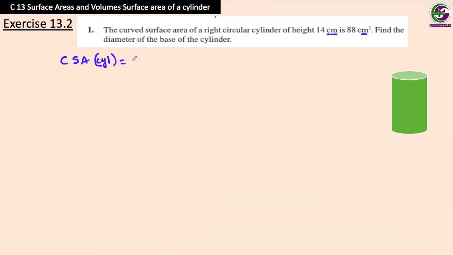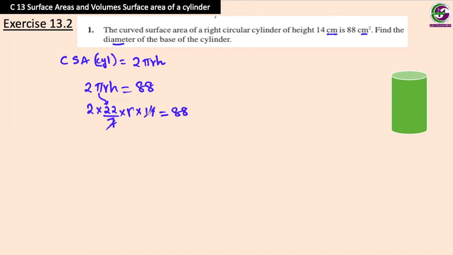Curved surface area of a cylinder is 2 pi r h. And here we are given the curved surface area is 88. So 2 pi r h is 88 with height 14. So 2 times 22 by 7. At the top of the question, we are asked to take 22 by 7 for the value of pi, times radius is missing because we have to find the diameter. So r, let it be there, times height is 14 centimeters is equal to 88.